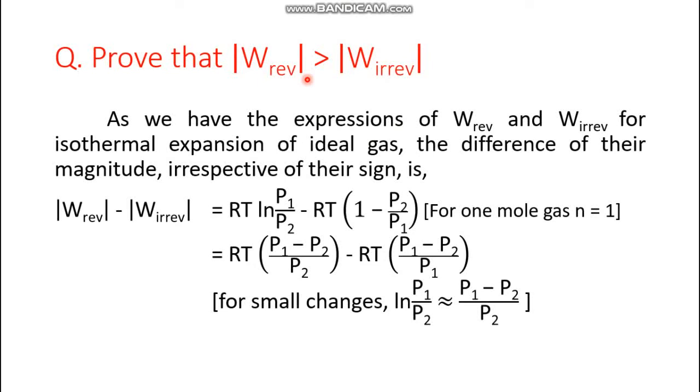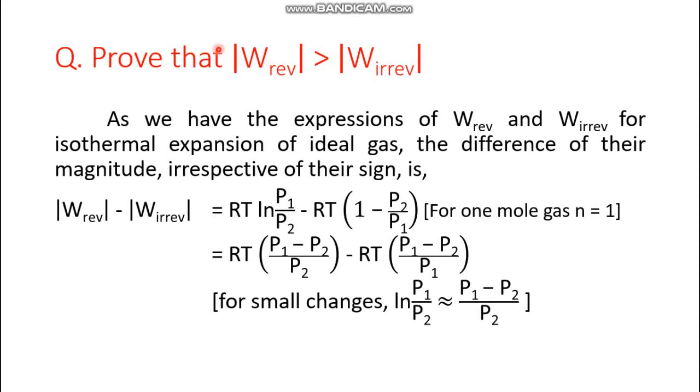Now we have to memorize the mathematical expressions of work done by the system for both reversible and irreversible cases. As we have got two equations, for reversible work done it should be RT ln P1 by P2, and for irreversible it is RT into 1 minus P2 by P1. Okay, we have just omitted the term n, the number of moles of gas, because we have taken here 1 mole of an ideal gas.